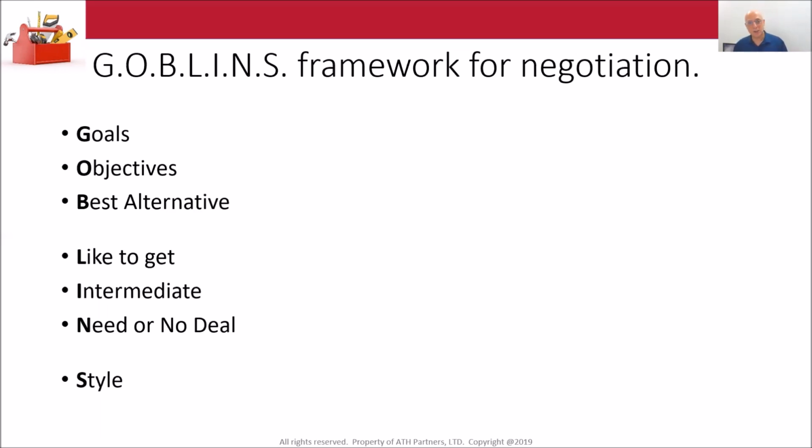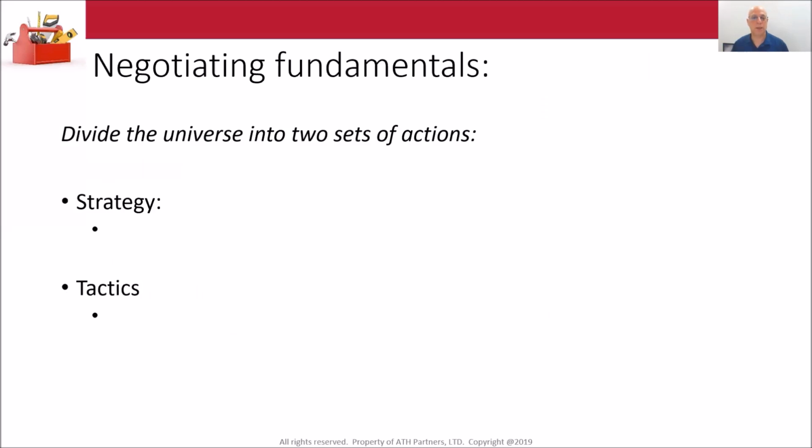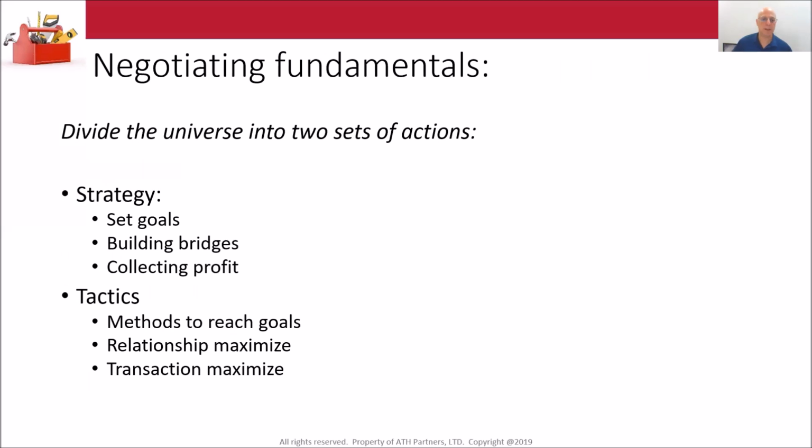When we get to the tactical section, we're looking at the specific things you would like to get, your intermediate or most likely scenario, and what you need or there will be no deal. And style is what wraps up all your tactics and behaviors. So there is the planning worksheet that we're going to use to come up with our goals, our bottom line, and our tactics. So let's take a quick look at what we mean when we talk about strategy and what we mean when we talk about tactics.